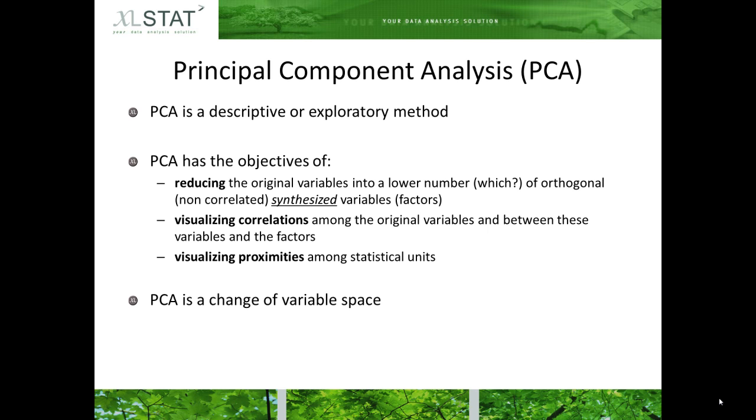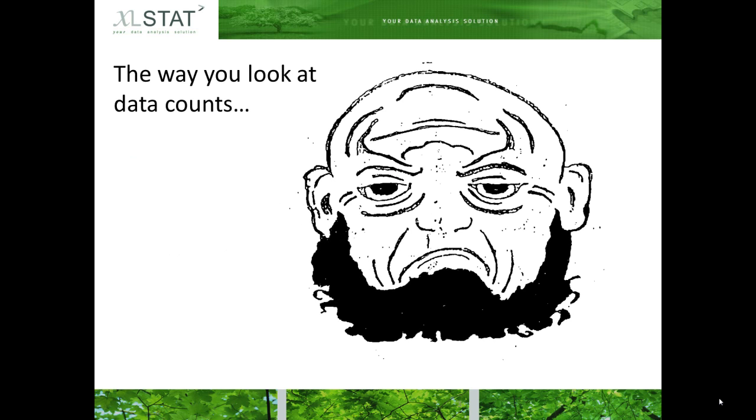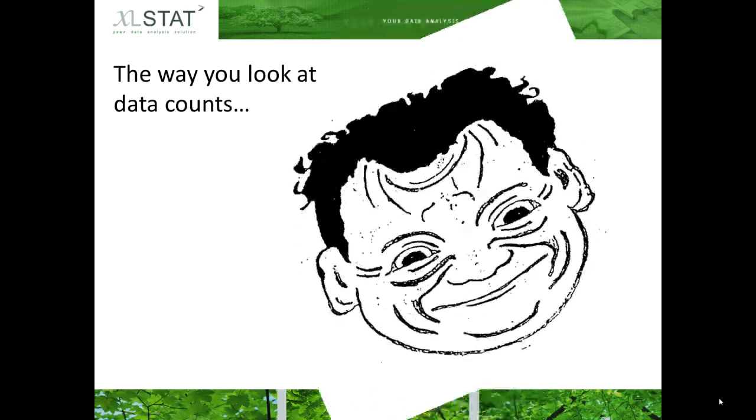But PCA is only a change of variable space. And we change the space to look at the data differently. And the way we look at it counts. So here, if I ask you if this person is sad or happy, you may say sad. But if you look at it in a different way, you may say happy.